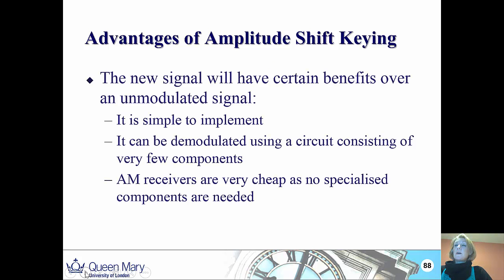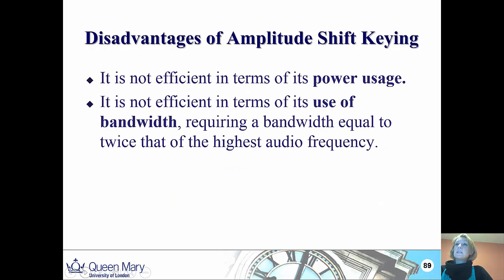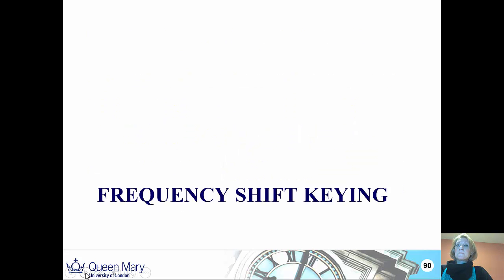So advantages of amplitude shift keying: it's simple to implement. The technology used is very cheap and no specialized components are needed. Disadvantages: it's not efficient in terms of power usage, it's not efficient in terms of bandwidth, and it's prone to noise because noise is amplitude based and the amplitude modulating detectors are very sensitive to that, so it can suffer from noise.